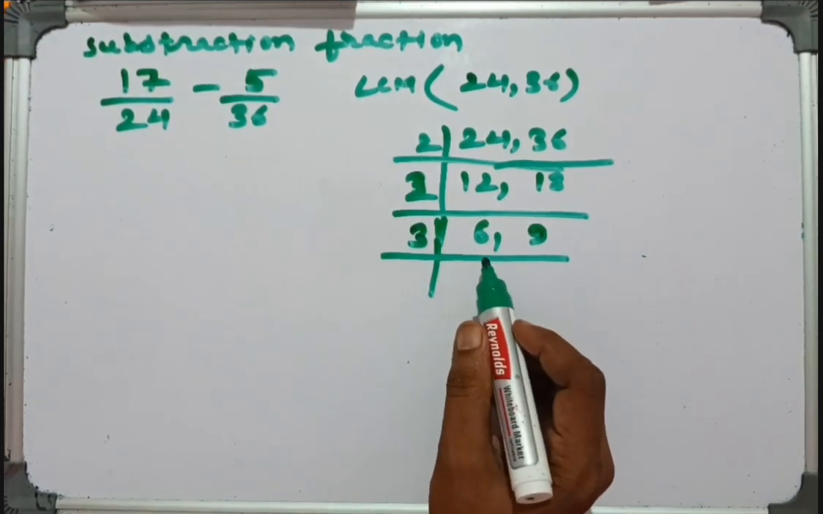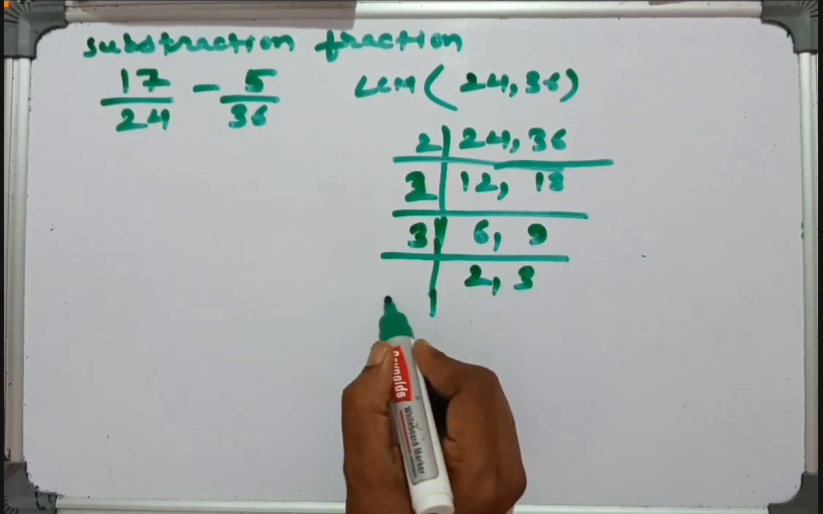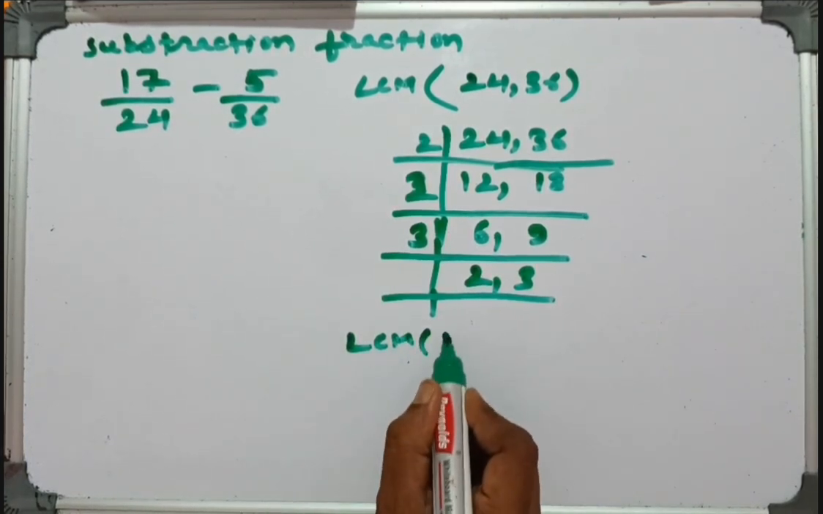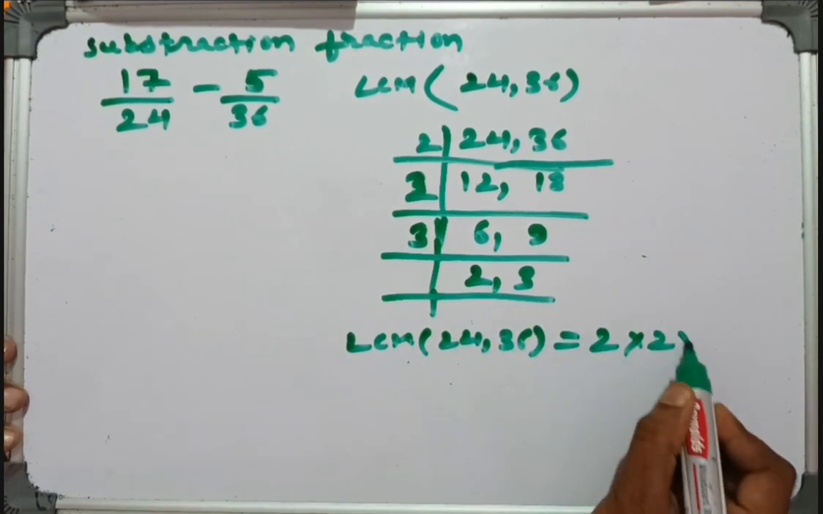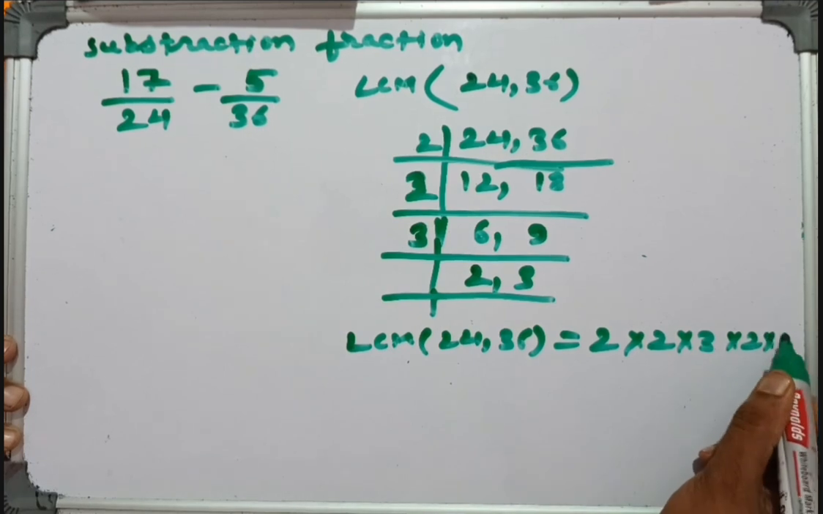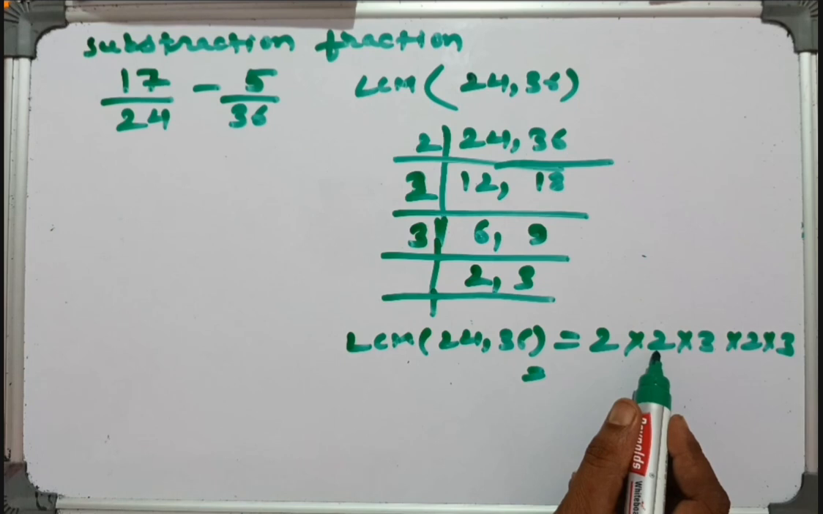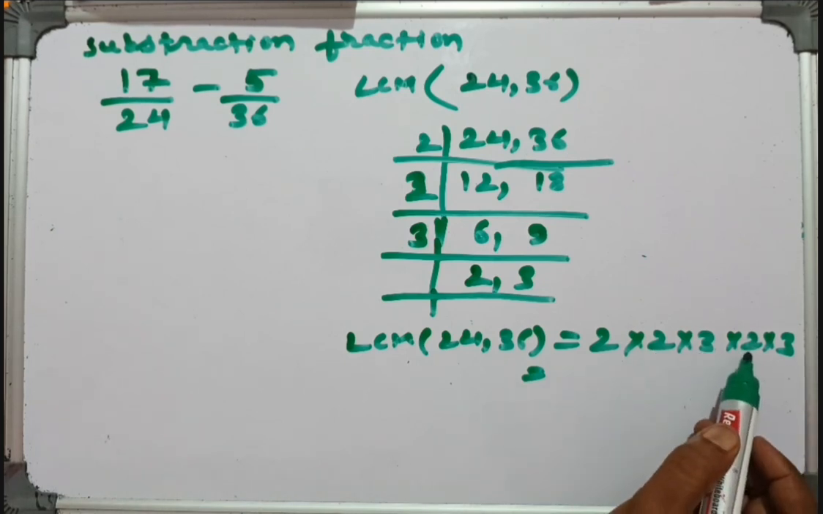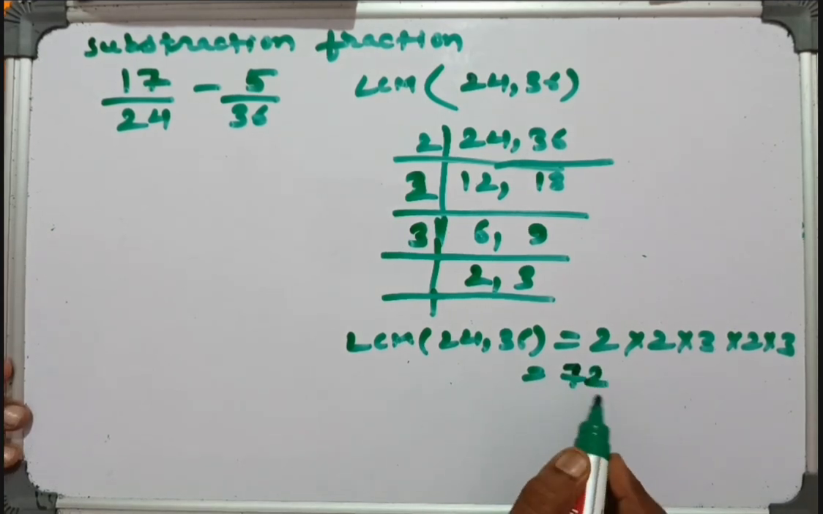Then next, one is an even number, the other is an odd number. So we take another prime number. This is 3. Then 2. Then this is 3. Now the final LCM of 24 and 36 is equal to 2 into 2 into 3 into 2 into 3. So this is 2 2s are 4, 4 3s are 12, 12 2s are 24, 24 3s are 72. So the final answer is 72.